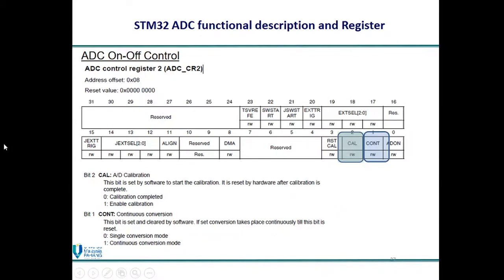Also for the same register, ADC CR2, bit number 1 and bit number 2. Bit number 1 is used to select the conversion, whether single conversion or continuous. Single conversion reads one time only and then stops the conversion. If we want to continue the conversions, we need to set this bit to 1 for continuous conversion. Bit 2 of CR2 is for A to D calibration. We set this bit when we want to start the A to D calibration.